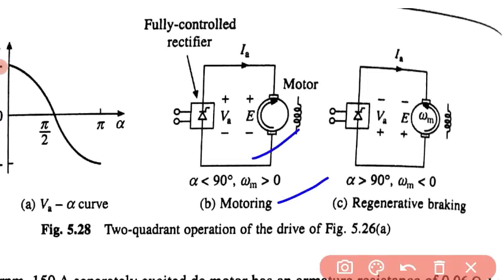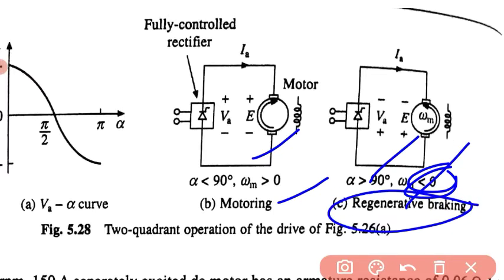I repeat: if the firing angle alpha is less than or equal to 90 degrees, omega, which is the speed in radians per second, omega m, is greater than 0. That is motoring operation. If alpha is greater than 90 degrees, omega is less than 0. Omega m is the motor speed in radians per second, and less than 0 means it rotates in the opposite, negative direction. That is called regenerative braking.